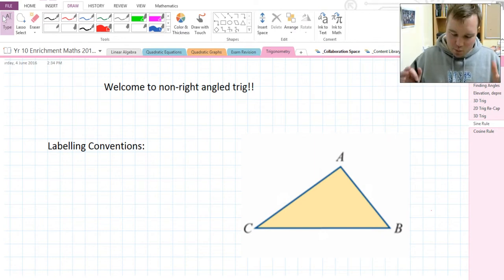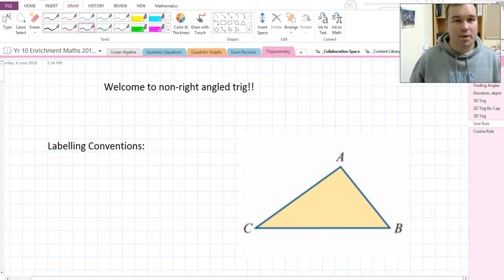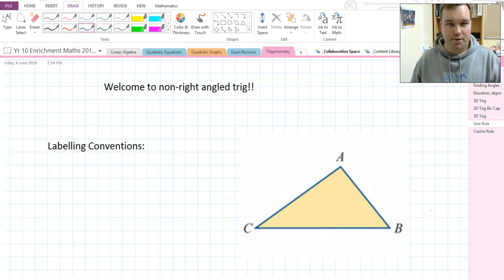Hello ladies and gentlemen, and welcome to non-right angled trig. Now, with non-right angled trig, we need to learn how to label triangles just like we did with right angled trig. With right angled trig, the starting point for our labeling was always the hypotenuse. Whether it's Pythagoras or SOHCAHTOA, we knew what the hypotenuse was called. In non-right angled trig, we have no hypotenuse.